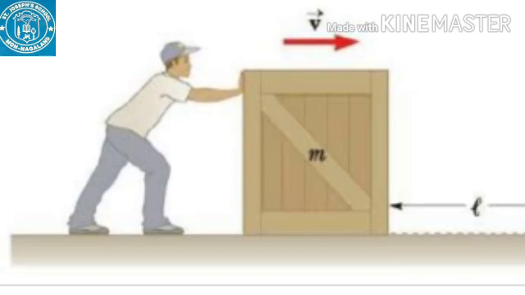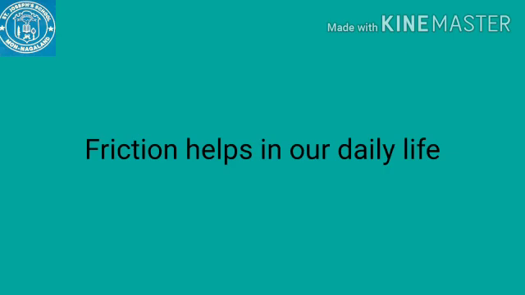Okay, see, in our daily life, it is not possible to do certain activities in the absence of friction. Let us see how friction helps in our daily life. Friction helps us to grasp things. It is much easier to hold a glass bottle when it is dry. A bottle tends to slip from our grasp when it is wet. Water makes things slippery because it reduces the friction between our hand and bottle.